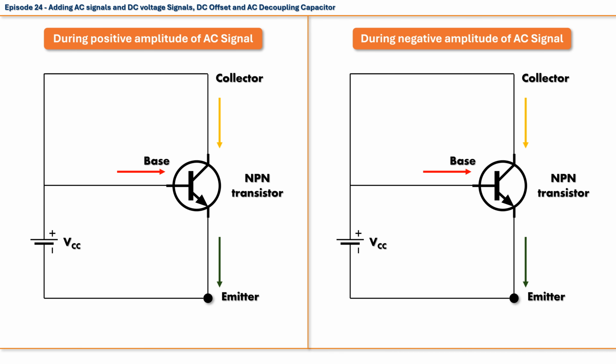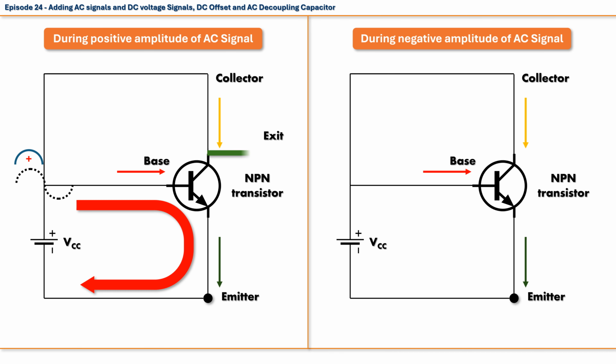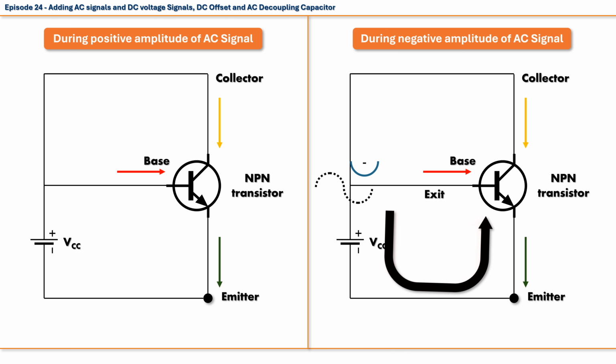Okay, let's introduce our signal at the base terminal and see what happens during positive amplitude. The signal goes in the circuit, enters the transistor through the base terminal, gets amplified, exits the transistor, and all is good. Now, let's see what happens during negative amplitude. Now the signal goes through the battery, enters the emitter from the bottom, and exits through the base terminal.